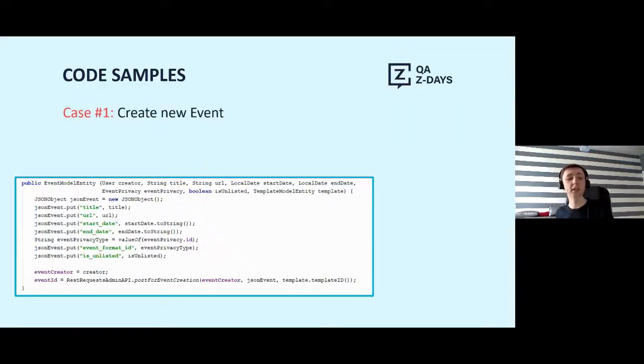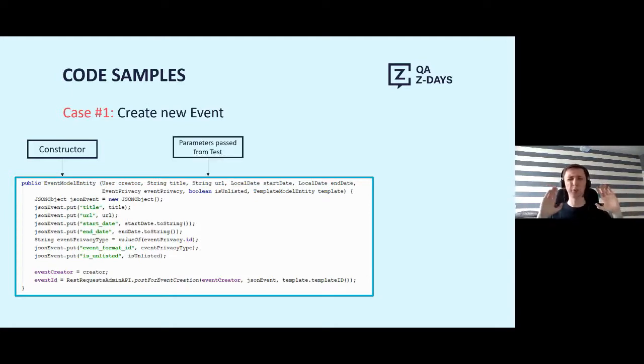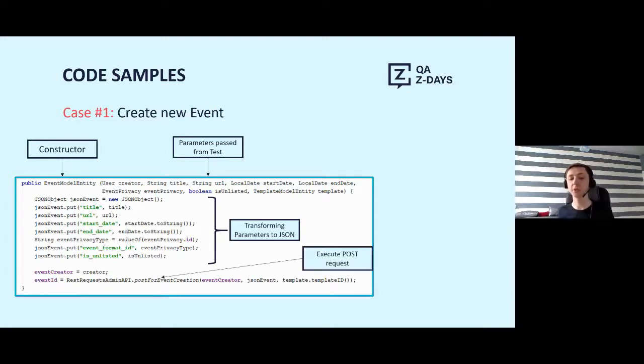So let's go through case number 1 about creating a new event. Here is a piece of code. It is simply a constructor of the class called event model entity. It receives quite a lot of parameters. That's not good, but anyway, it receives quite a lot of parameters which should be passed from your tests. What is it doing next? It transforms all your parameters to some JSON, and finally it executes the POST request, which should create the new event for you. So the main idea is the following.